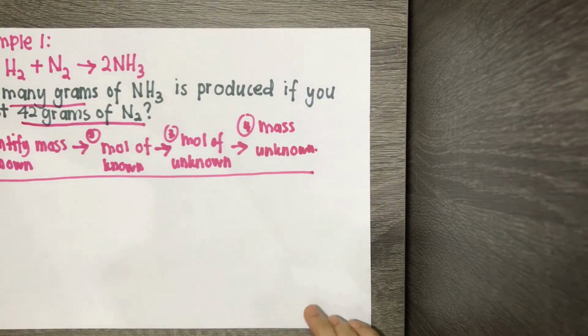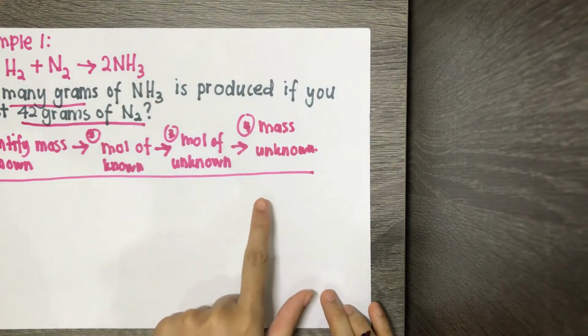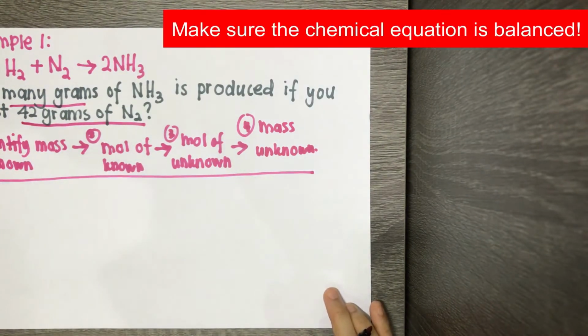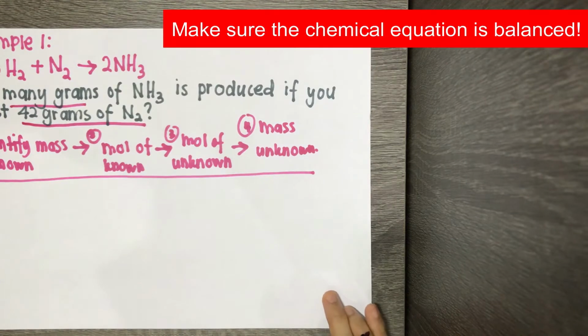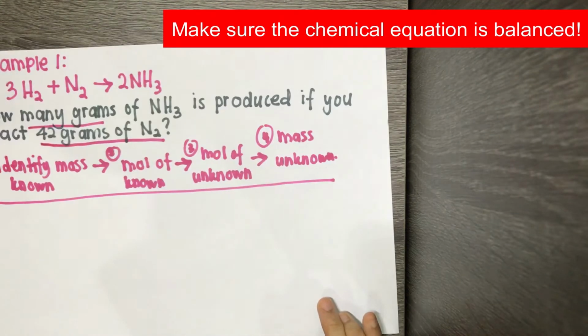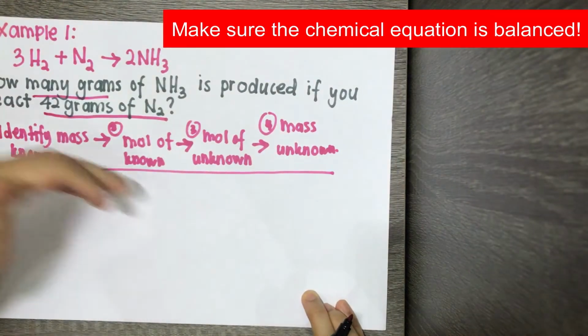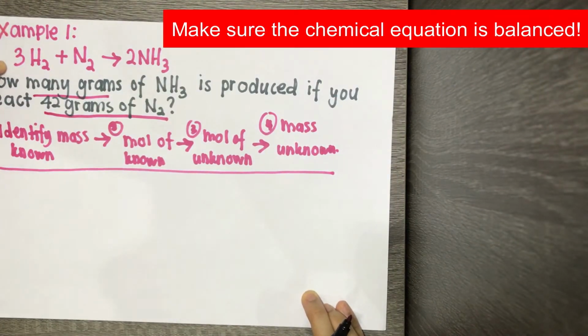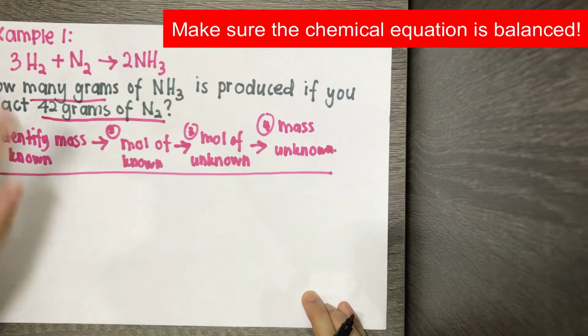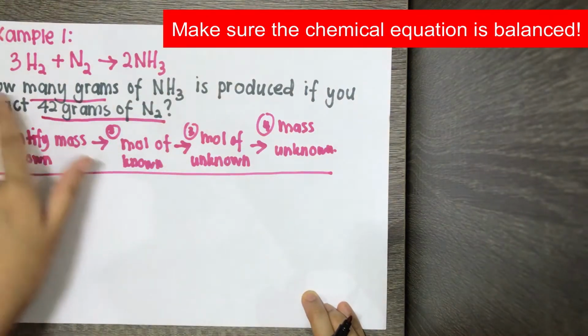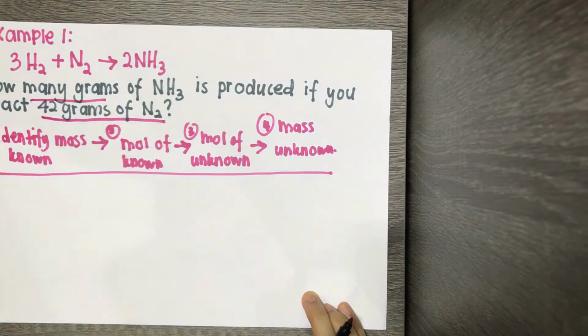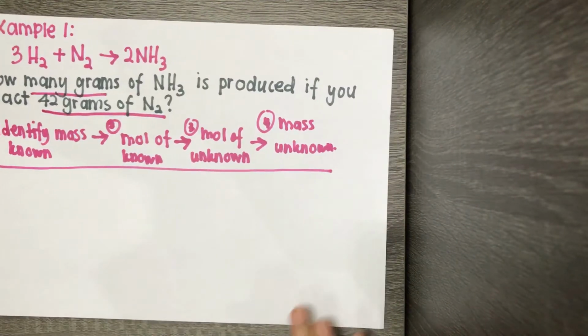But before you proceed with these steps, you have to check whether your chemical equation is well balanced or not. Kalau chemical equation you balance, you boleh proceed with the 4 steps. If it's not well balanced, you have to balance it first. In this question, the chemical equation is already well balanced. So I'm going to show you guys how you can solve the problem.